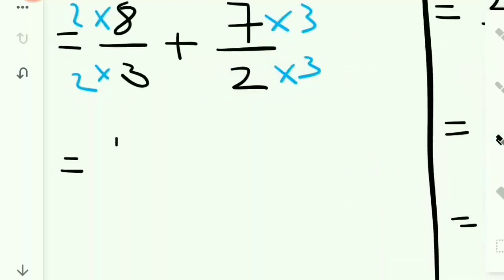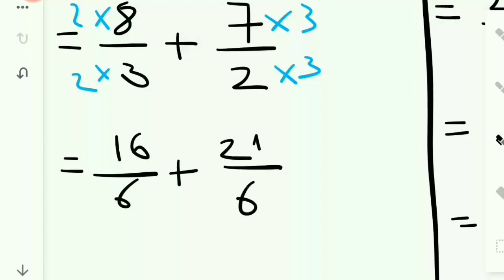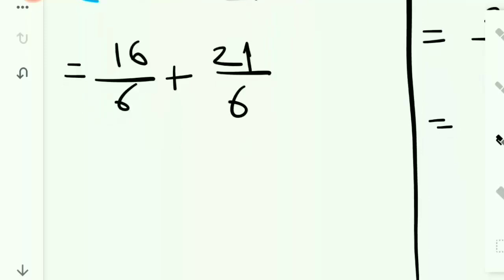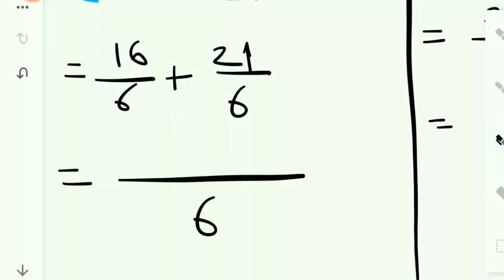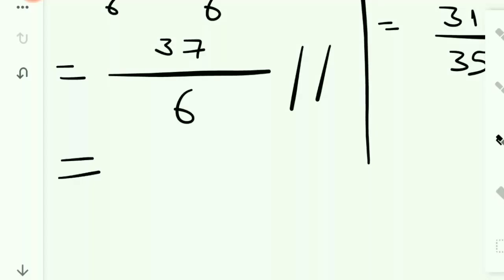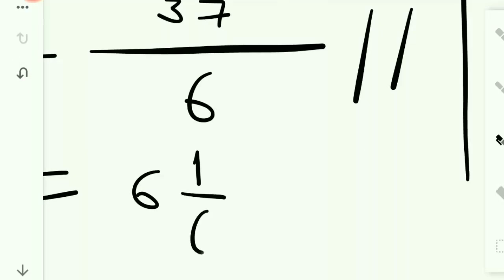So we get 8 2s are 16 by 6 plus 7 3s are 21 by 6. Okay. So we have the same denominator, we can easily add the numerators. 16 plus 21 is 37 by 6. This is our answer. And what we do is convert it back to a mixed fraction. 6 6s are 36, remainder is 1. So this is 6 1 by 6.